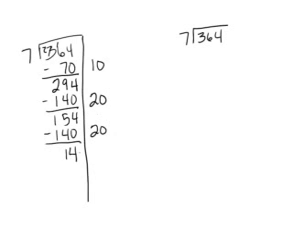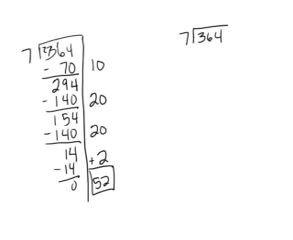Subtract and get 14. There are 2 groups of 7 in 14. 2 times 7 is 14. Subtract and get 0. When I get down to 0, I know that I'm done, and I just add up my guesses. 10 plus 20 is 30, plus 20 more is 50, plus 2 is 52, so my answer is 52.